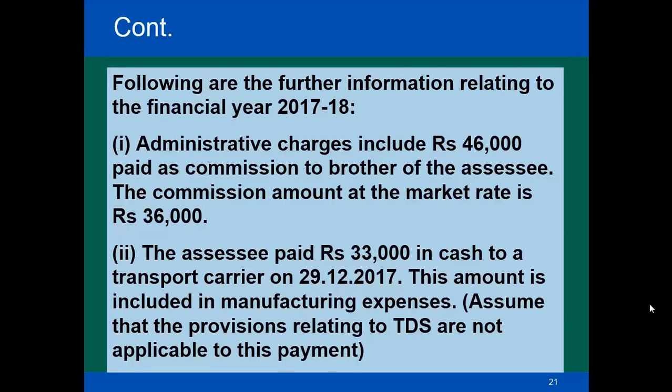Now there is additional information. Following are the further information relating to financial year 2017-18. First, administrative charges include rupees 46,000 paid as commission to brother of the SSE. The commission amount at the market rate is rupees 36,000. Second, the SSE paid rupees 33,000 in cash to a transport carrier on 29th of December 2017. This amount is included in the manufacturing expenses. Here assume that the provisions relating to TDS are not applicable to this payment.